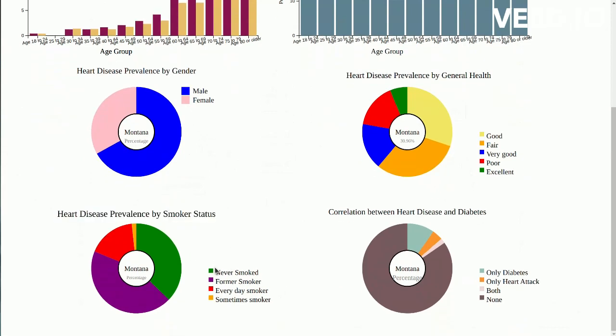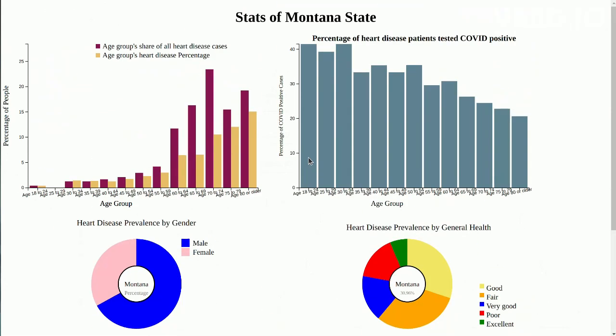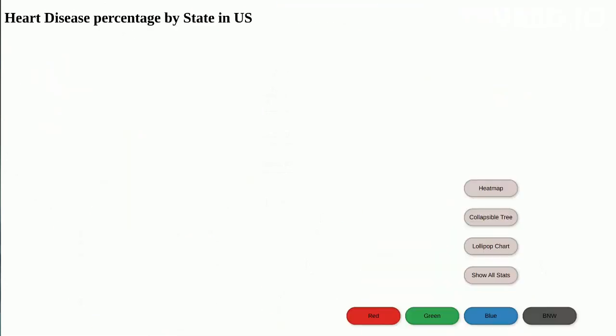The heart disease prevalence by smoker status is represented by the categories never smoked, former smoker, everyday smoker, and sometimes smoker. This describes the correlation between heart disease and diabetes in a donut chart, which is categorized on the basis of percentage of people having only diabetes, only heart attacks, none, and both. And hovering will get the corresponding percentage.